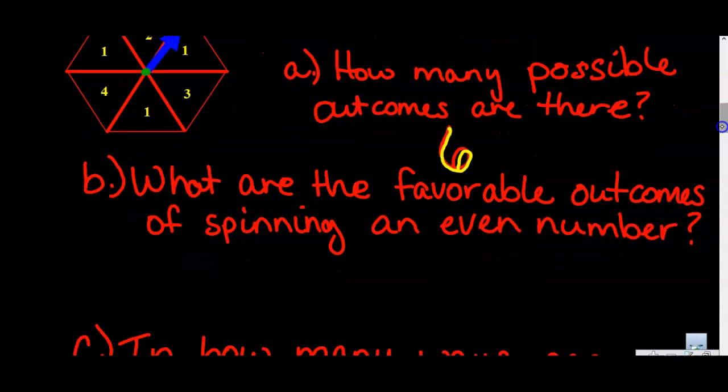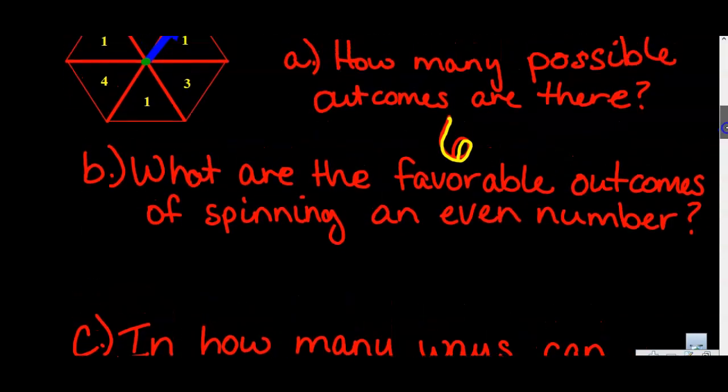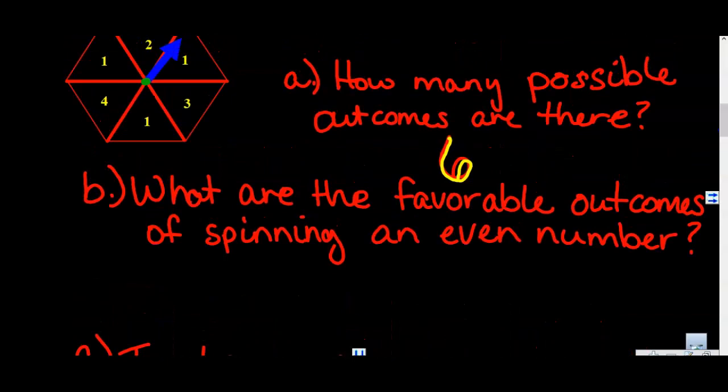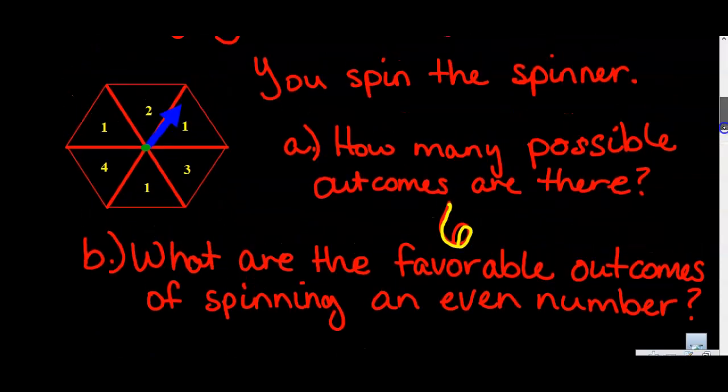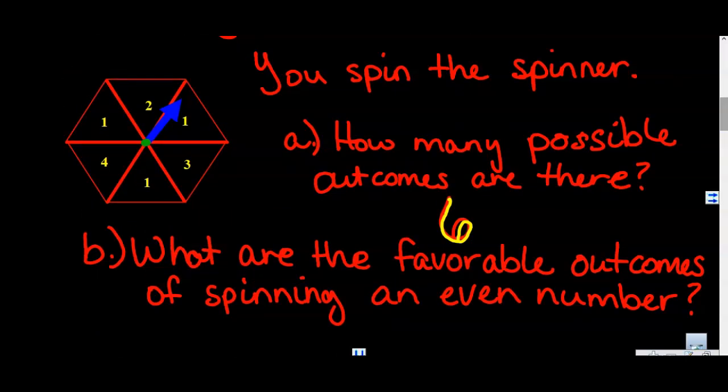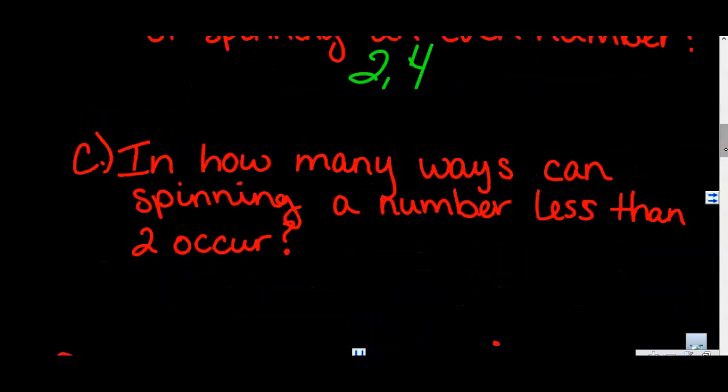Then we can talk about favorable. So say I want to spin an even number. Okay. How many favorable outcomes do I have now? Well, again, taking a look at the spinner, an even number is a multiple of 2. We see a 2 and a 4. Those are our only even numbers. So what are the favorable outcomes? They're 2 and 4.